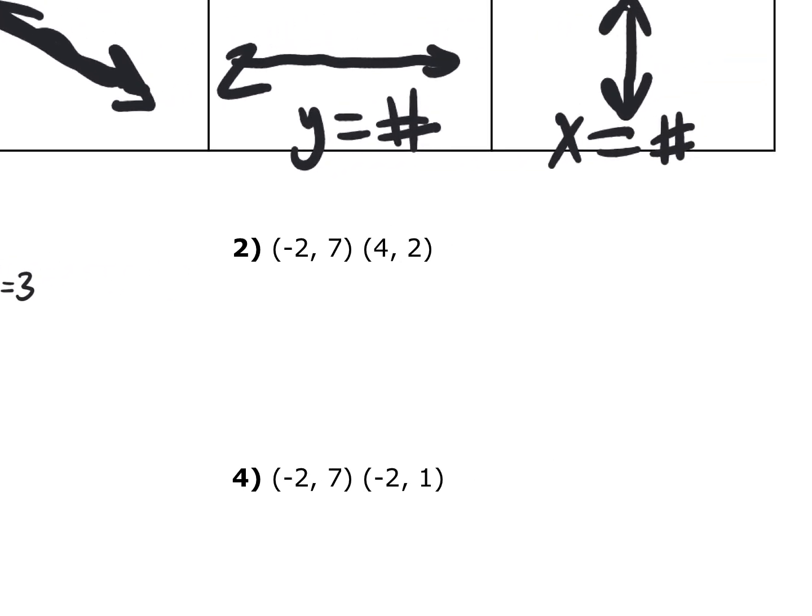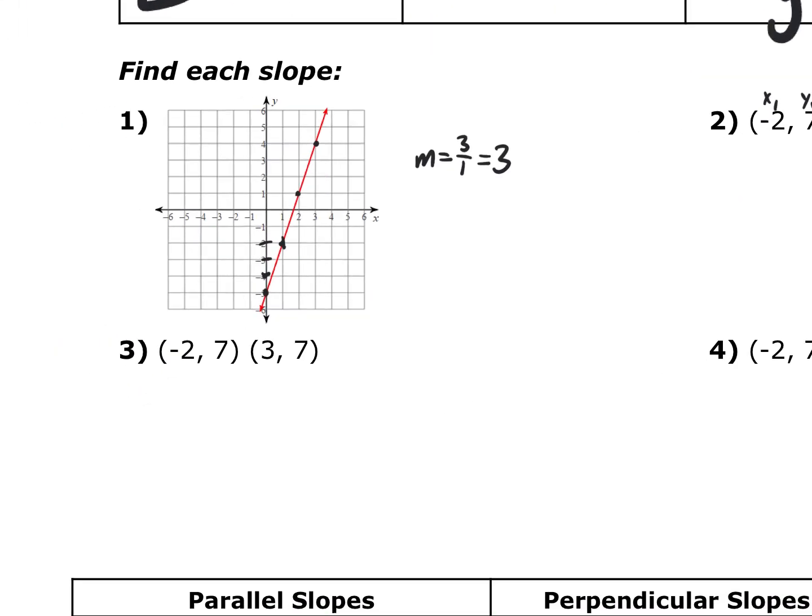The slope between (-2, 7) and (4, 2), the way we find that is our slope formula. So remember that's y2 minus y1. So we label these x1, y1, x2, y2. And then we can do our formula. Do 2 minus 7 on top, 4 minus negative 2, which is the same thing as 4 plus 2 on the bottom. So 2 minus 7 is negative 5, 4 plus 2 is 6. And negative 5 over 6 doesn't simplify, so we're just going to leave it as that. That is our slope, negative 5 over 6.